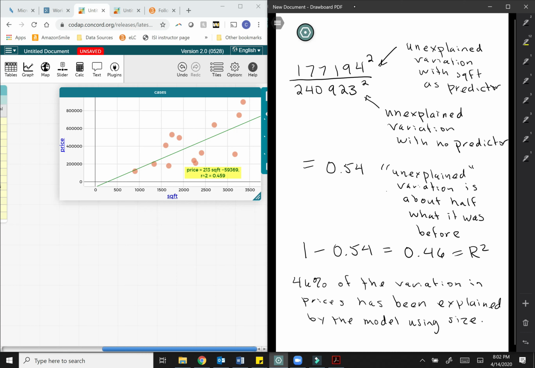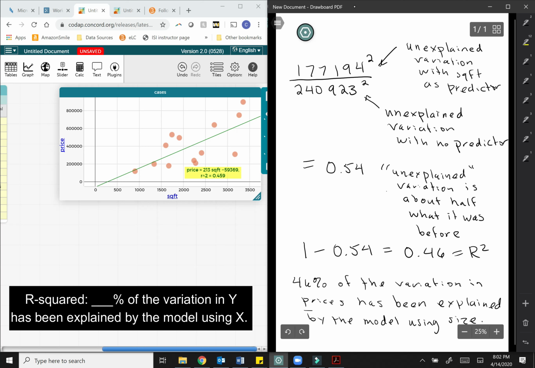And in general, that's how we interpret R squared. We say that blank percent of the variation in Y, whatever our Y variable is, has been explained by the model using X.